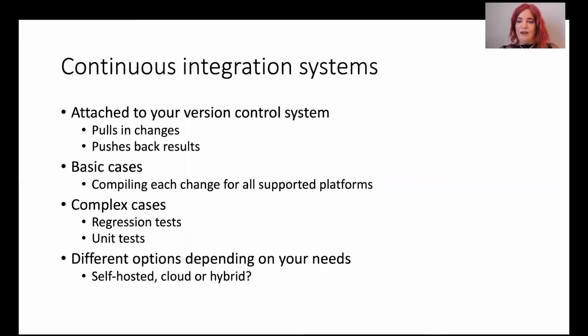Okay, so now that you have an idea of how our system works, let's talk about continuous integration systems. The idea here is that it attaches to your version control system, whatever you're using. The best ones are agnostic and can attach to whatever version control system you want. It pulls in changes as they are pushed to your version control system and then pushes back results after it does testing on them.